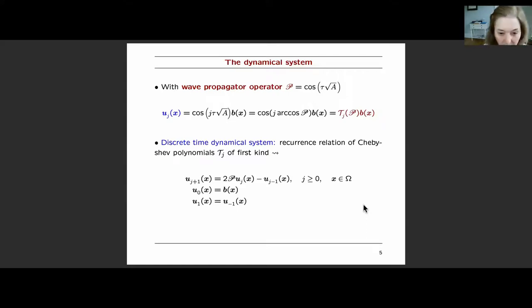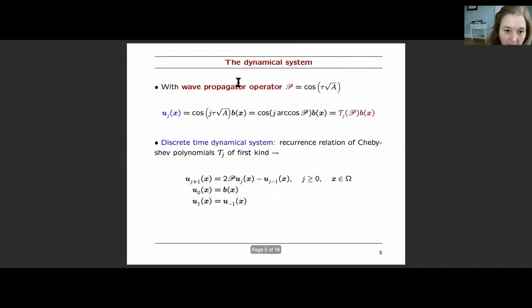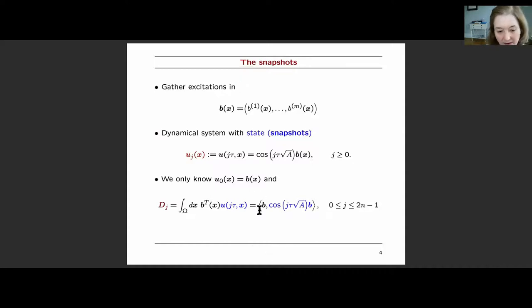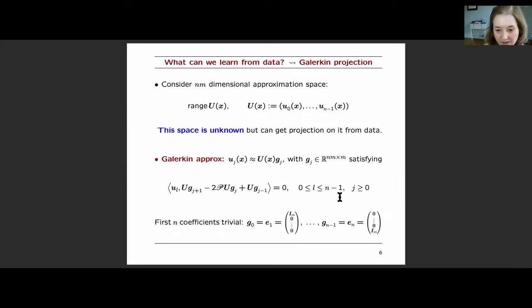So now, of course, we want to understand, we have the data, which is not an inner product again, because this is a matrix. So it's given by this quantity. We only know U essentially projected against the sensor functions. And from this data, we want to see if we can learn the dynamical system. And so what we realized is that what we are doing here is, in fact, obtaining a Galerkin projection of the dynamical system, where the approximation space is the space spanned by the snapshots.